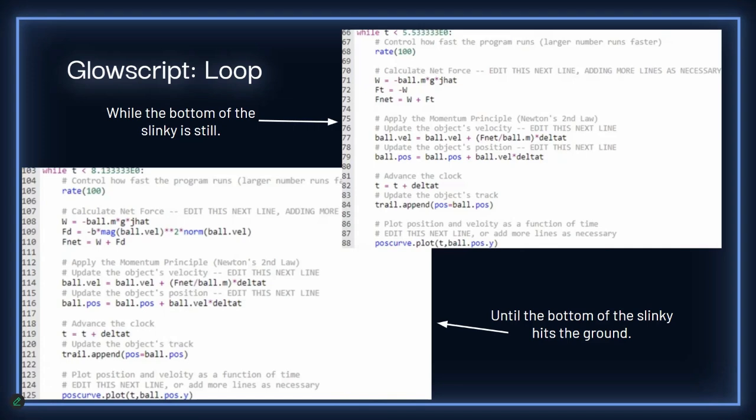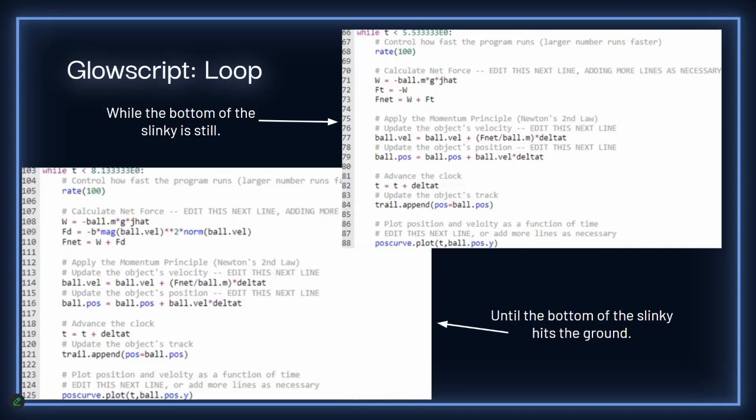Below it, we have the ball velocity update formula, which will update the velocity as it moves along. And we have the position update formula, which will update the position as it moves along. And then the bottom set of code is where the bottom of the slinky is moving towards the ground. So this is the time it takes for the slinky to reach the ground.